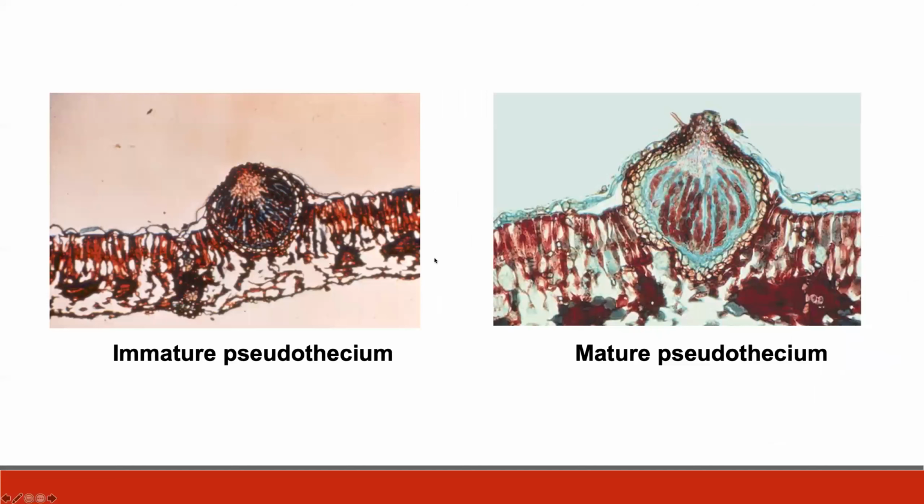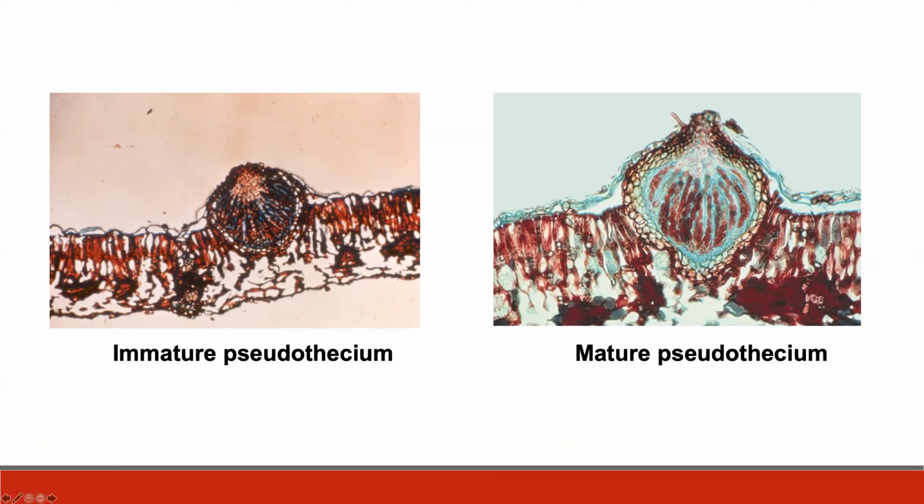So in the first image here we see an immature pseudothecium. You can see the stroma along the bottom, and you can see the asci. Here's one ascus, and then there are multiple asci in here.